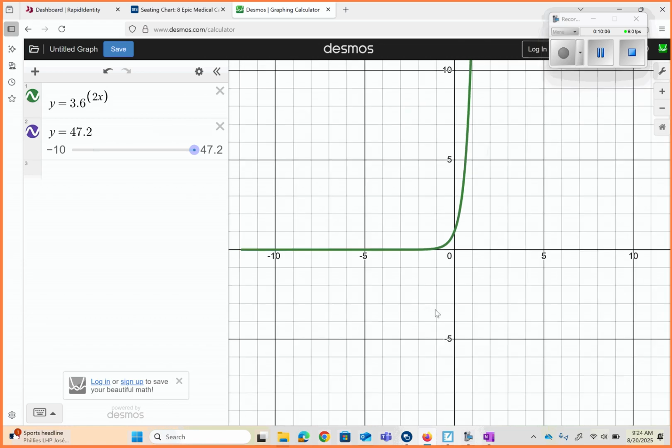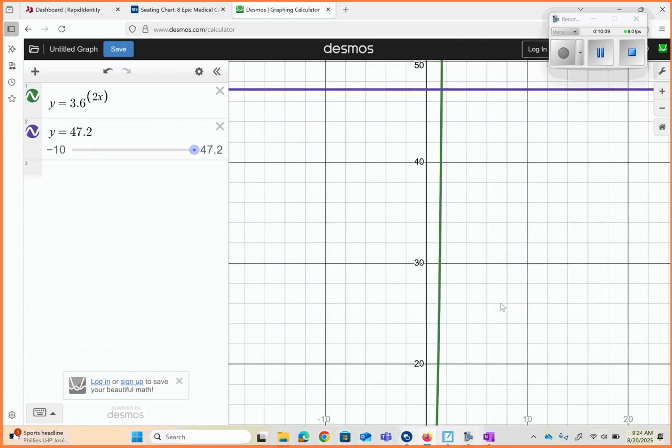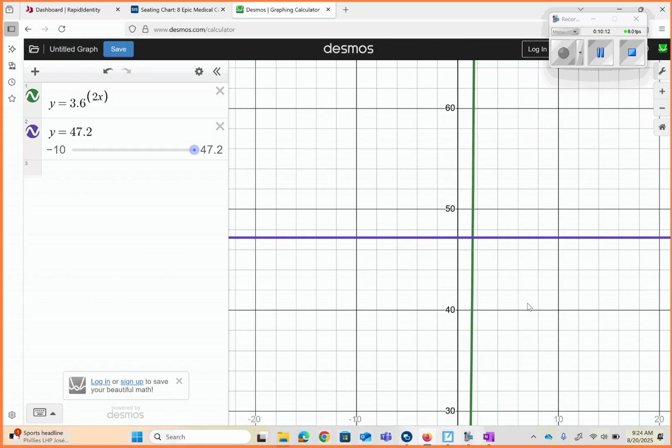And then on Desmos, you have to come up here, and hopefully you can see a green and a purple line. All you're going to do is you're going to click right here. We're solving for x. We don't worry about the y component. We're just solving for x. And so in this case, 1.505 rounded to 3 decimal places would be the answer. So if you plug 1.505 into the x, you should get very close to 47.2. The reason it's not going to be exactly there is because we rounded off.